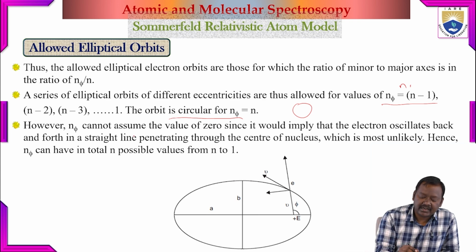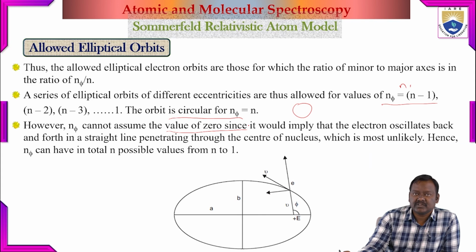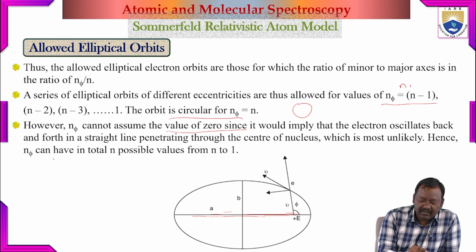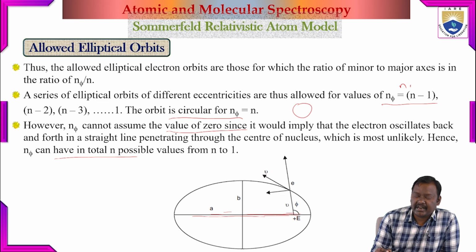However, nφ cannot assume the value of 0, because whenever it becomes 0, the electron must oscillate along the axis through the center, back and forth like this. That is in general unlikely to happen. So nφ can have a total of n possible values, from n, n minus 1, down to 1. That means a total of n values, excluding 0. It cannot have the value 0.